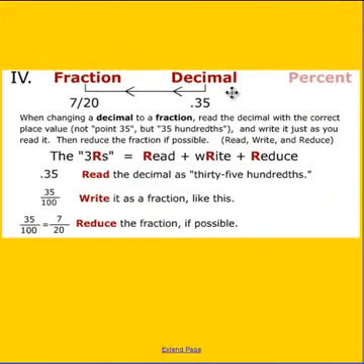What we'd like to show you now is going from a decimal to a fraction. The 3 R's: read, write, and reduce. Now we have 0.35, as you can see. So you put 35 over 100 and reduce. So 35 over 100 will reduce to 7/20. So the fraction is 7/20.